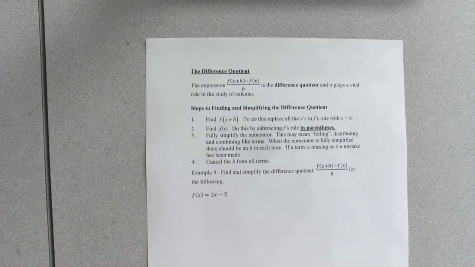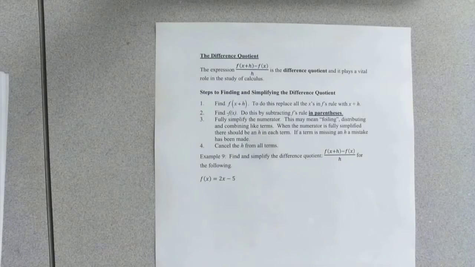1, find f of x plus h. To do this, replace all the x's in f's rule with x plus h. 2, find negative f of x. Do this by subtracting f's rule in parentheses. 3, fully simplify the numerator. This may mean foiling, distributing, and combining like terms. When the numerator is fully simplified, there should be an h in each term. If a term is missing an h, a mistake has been made. 4, cancel h from all terms. Always those steps.